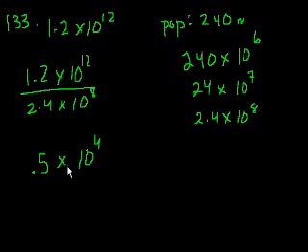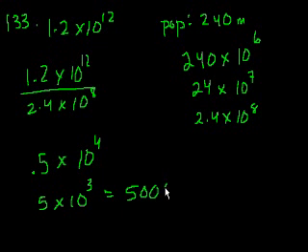And that's not one of the answers, so we can multiply this times 10 and divide this by 10. So this becomes 5 times 10 to the 3rd. 10 to the 3rd is 1,000, so 5 times 1,000 is equal to $5,000 in annual expenditure per capita. And that's choice E.